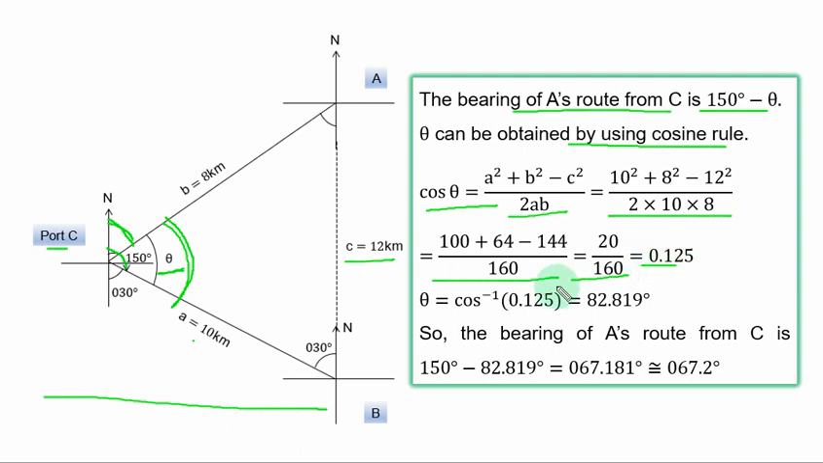To get theta, you take the inverse of cosine of both sides. Theta becomes 82.81 degrees. So the bearing of A's route from C becomes 150 degrees minus 82.819 degrees. You have 67.181 degrees. To one decimal place, you have 67.2 degrees as the required bearing.